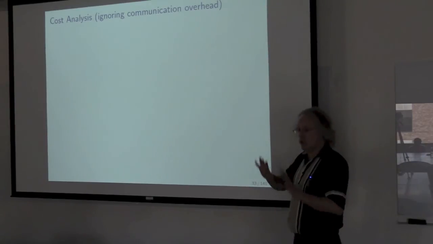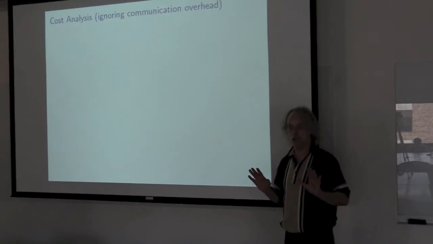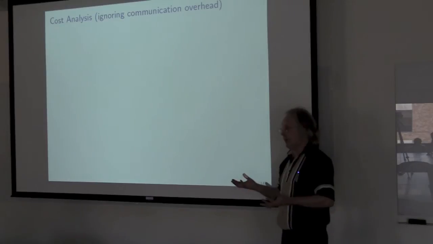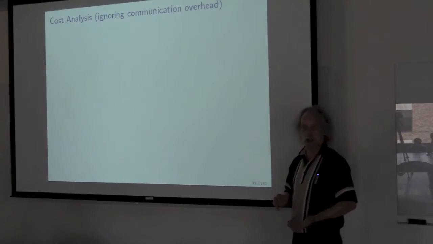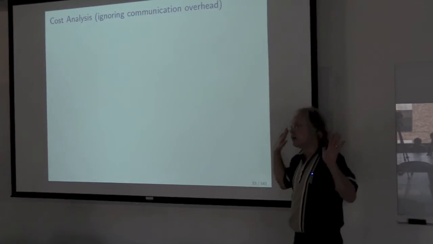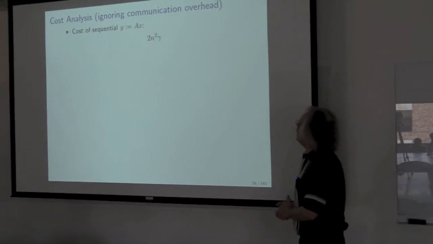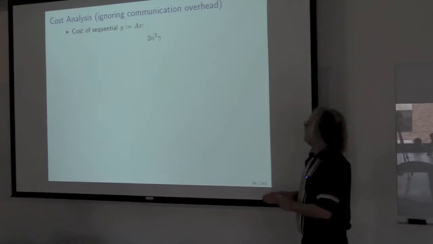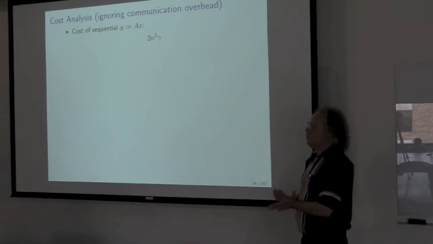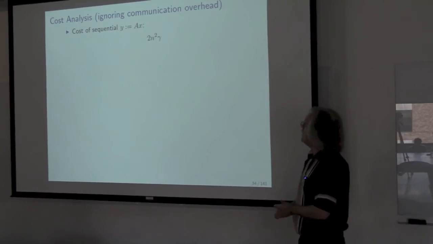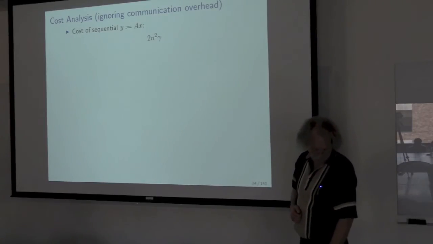But we're not going to worry about that communication, because we can already show when an algorithm is bad or good while saying communication comes for free. And how does that work? Well, we do a cost analysis. A matrix vector multiply costs 2n² floating point operations at a cost of gamma seconds each.